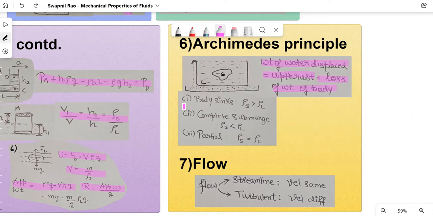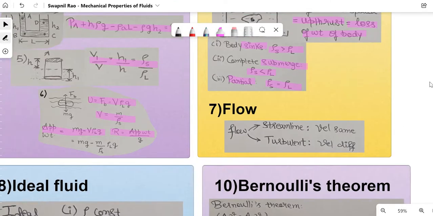And another observation is that the body will sink if the density of solid is greater than liquid, there will be complete submerge of the body. If this is the case, I think I'll be just highlighting this, sinks, it will submerge if it's like this. There will be partial submerge which will happen if this is the case. So yeah, you can just keep that in your mind. It might come as an MCQ and you shouldn't get confused.